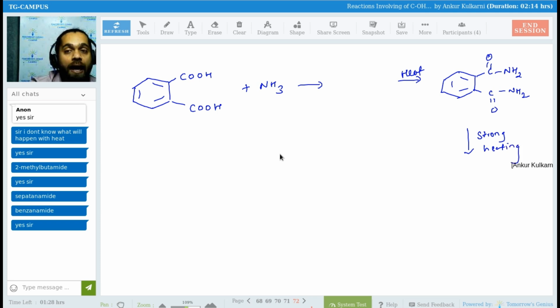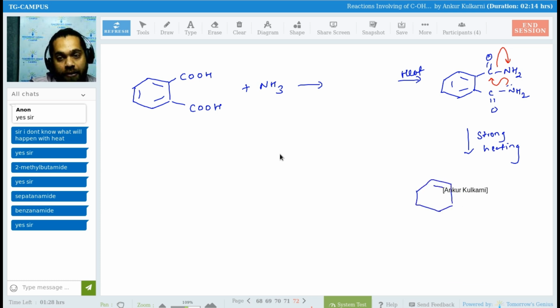Then when I heat it further, very strong heating, now in the same molecule I have nitrogen and a carbonyl. So this nitrogen will attack the carbonyl and one NH3 will go out. So what will I get? Look over here. I will get something like this: C double bond O, NH, C double bond O. This is your phthalimide.